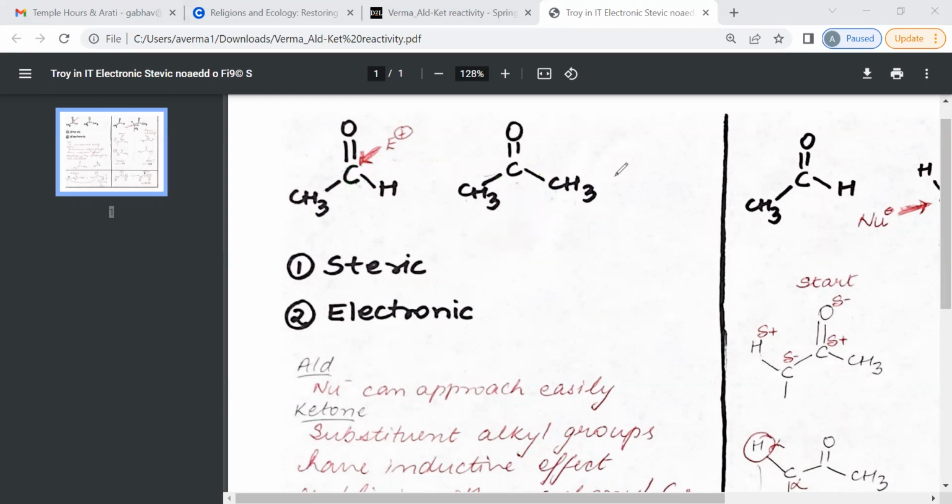Also, if you look at the ketone, the alkyls are electron releasing groups, making this carbon electron rich. If this carbon is electron rich, it will not be reactive. It will not be ready to receive the nucleophile. So you do not want your carbonyl carbon to be electron rich. You definitely want it to be electron poor.